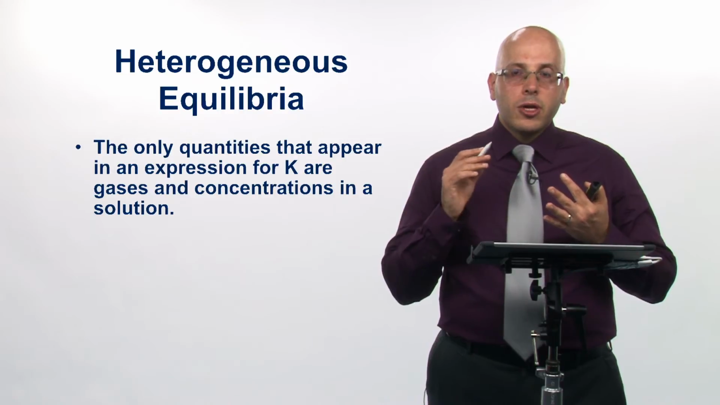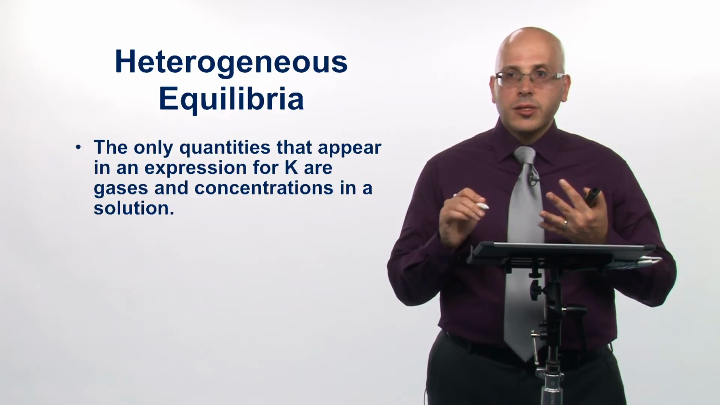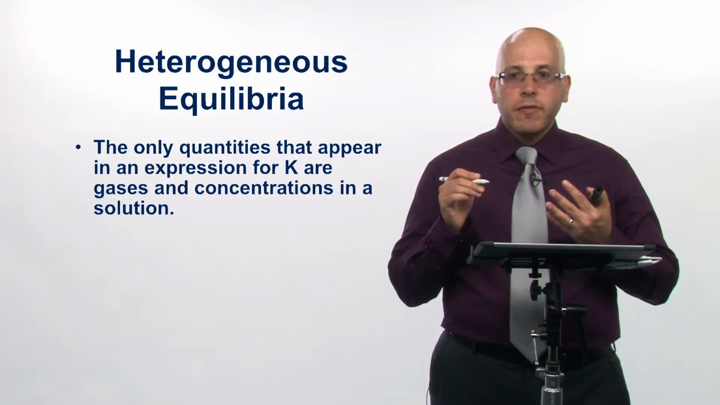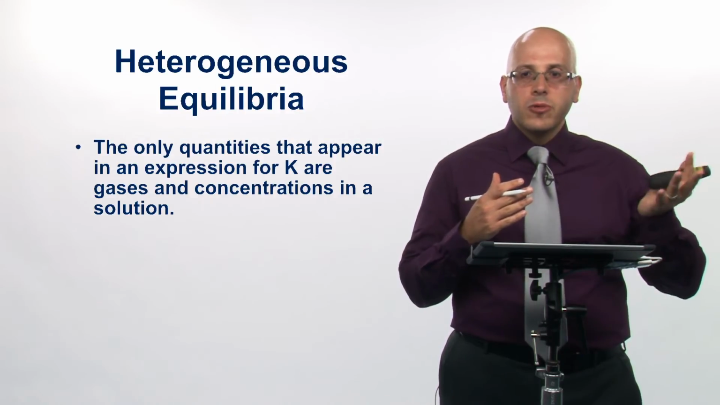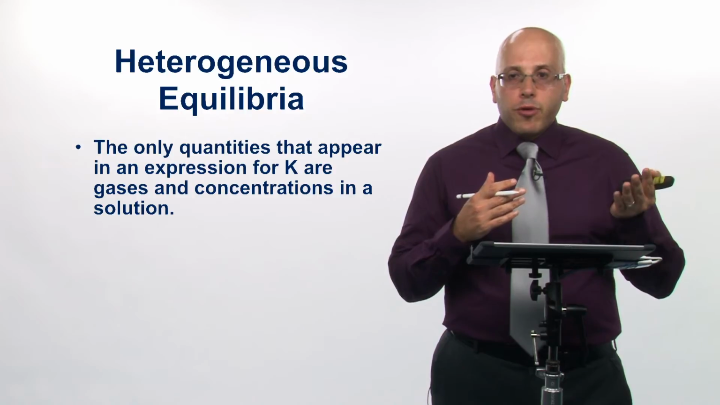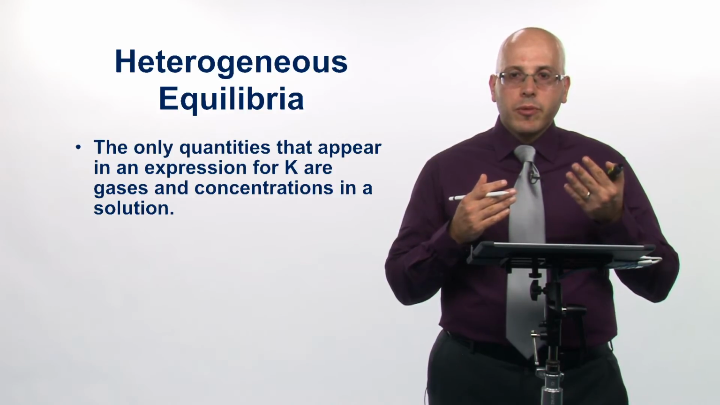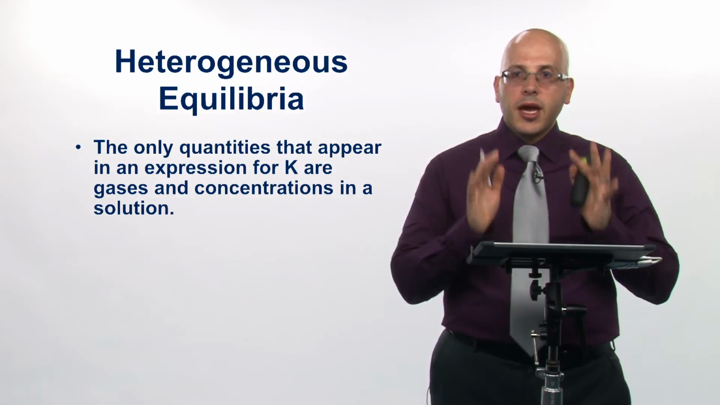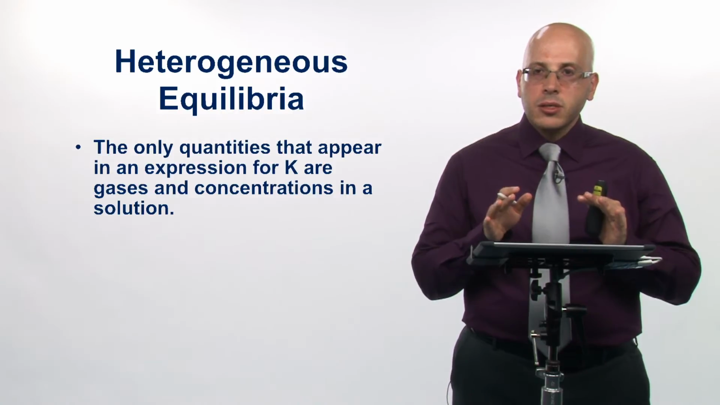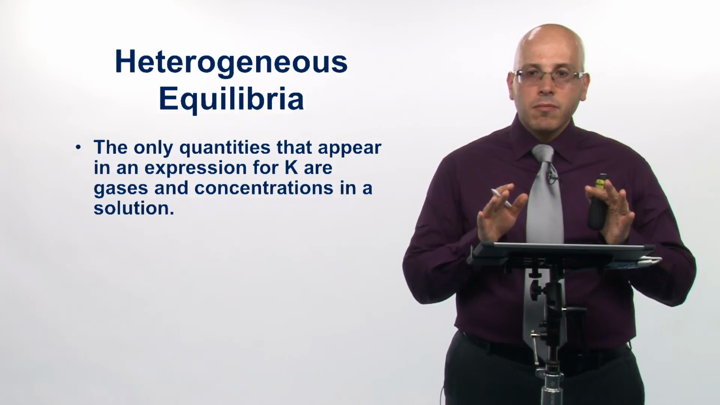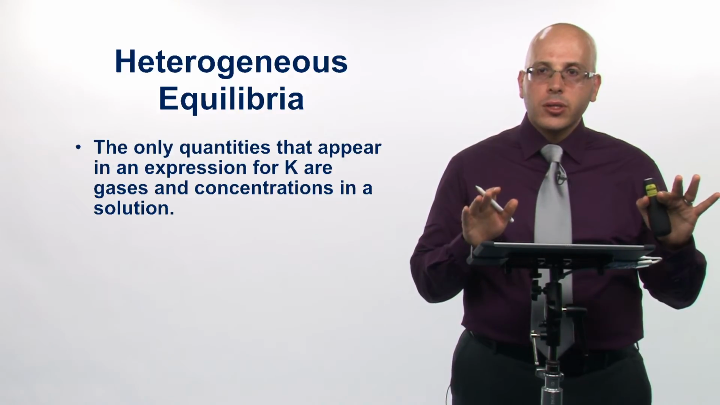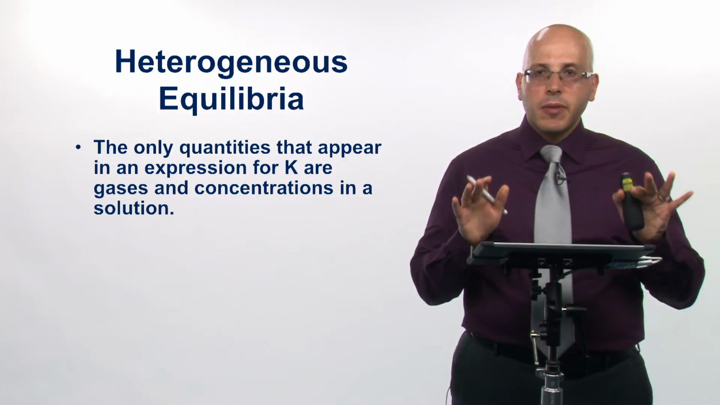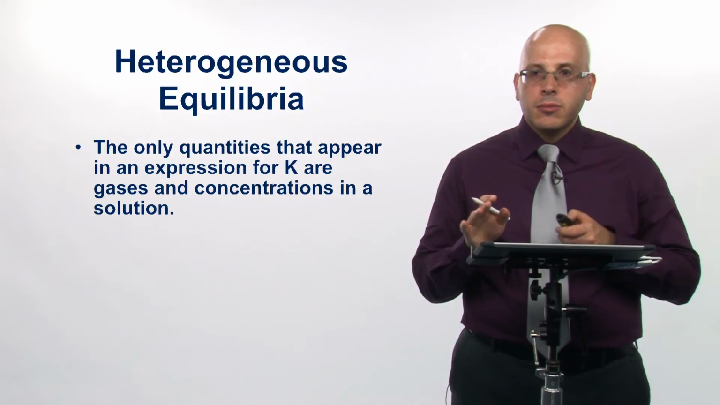Because when I look at pure liquids or pure solids, their activities are effectively 1. The concentration of a pure liquid in itself is assumed to be 1. Therefore, I ignore it in these equilibrium expressions. The only things that I have to worry about for an equilibrium constant are gases and/or aqueous solutions. That's it. No pure liquids, no pure solids. Makes my life much easier.